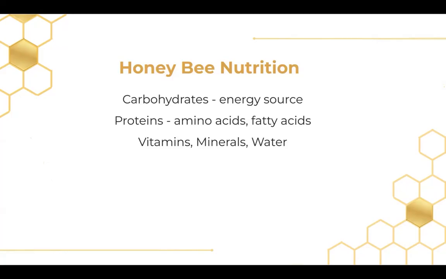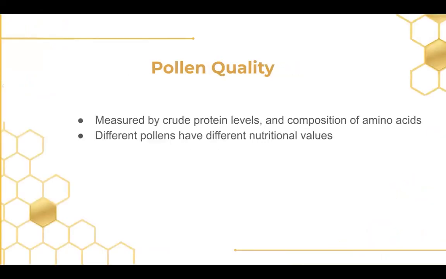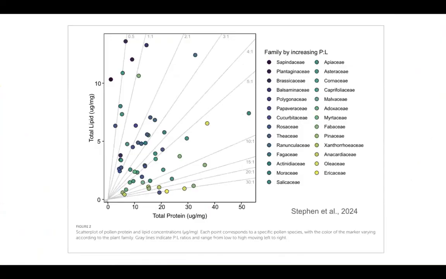So pollen quality can be measured by two methods: crude protein levels and the composition of amino acids, 10 of which are considered essential. And different pollens have different nutritional values. One study that was done in 2024, conducted at York University in Toronto, collected and analyzed over 50 different types of pollen. Part of their findings was that essential amino acids and fatty acids show a diverse array of floral resources that are provided to meet bees' nutritional needs.